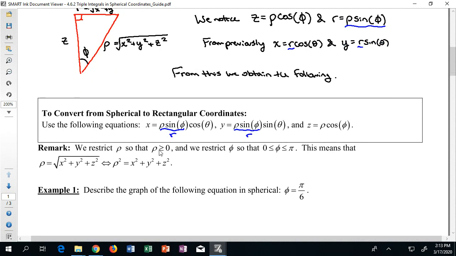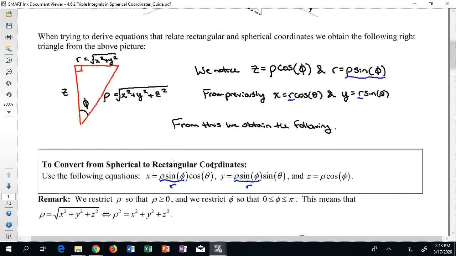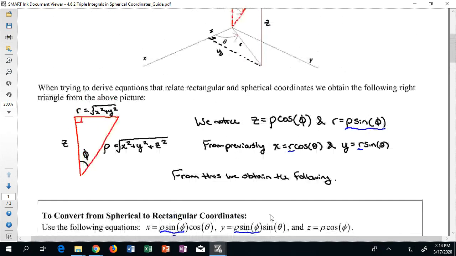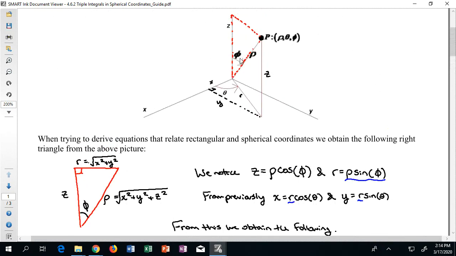So we're only ever going to think about moving distances out from the origin, not in any negative direction. And we're going to restrict this value of phi to be very special sorts of angles. We're only going to allow it to be angles from 0 to pi. And if you go back to the picture up above, you'll see one other thing that's really crucial about this angle. The way that we're measuring that angle is that it measures from the vertical z-axis.